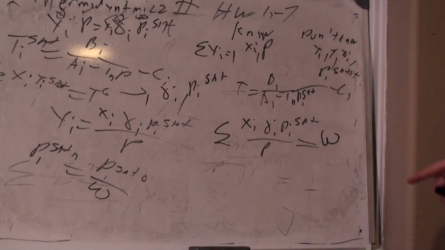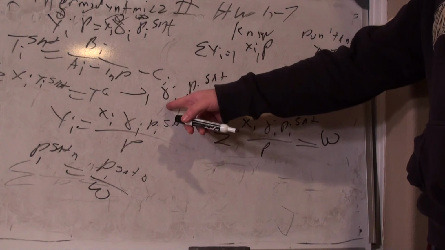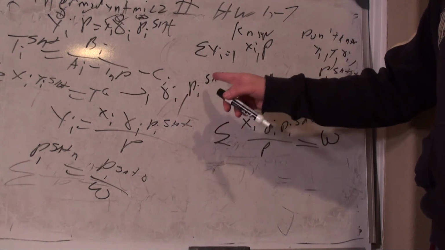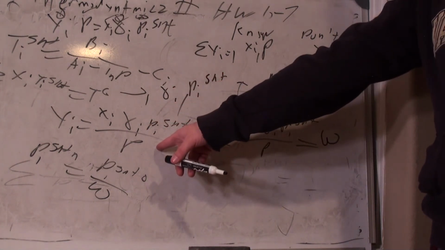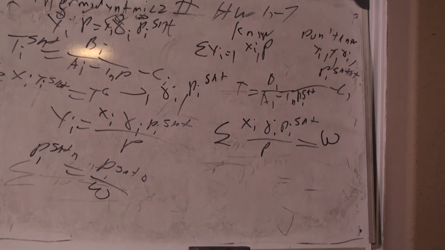Okay. So I got a new P1 sat. I plug it in here. I get a new T. I got a new T, so I can get a new gamma. I can get a new P1 sat. I got a new gamma and P1 sat, so I can get a new yi. I have a new yi. I can just keep iterating until I'm blue in the face, and eventually I'll converge.